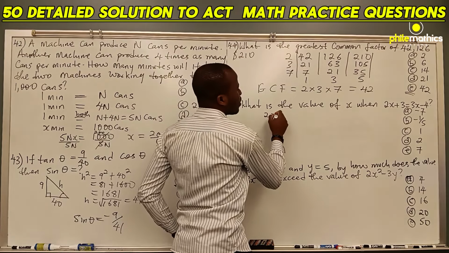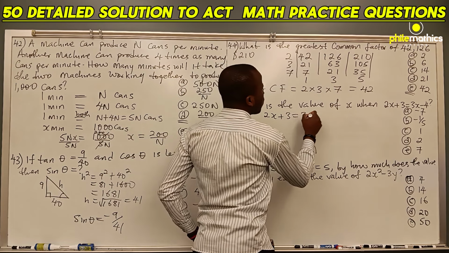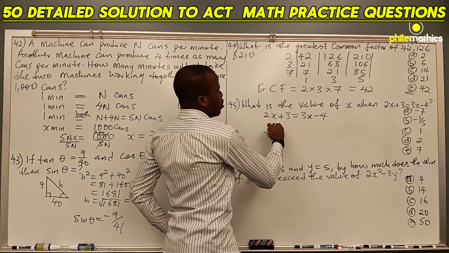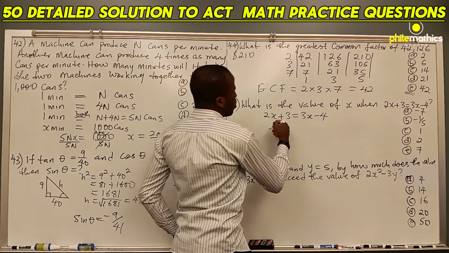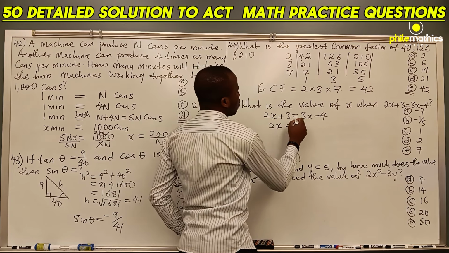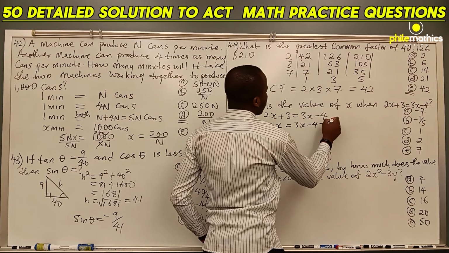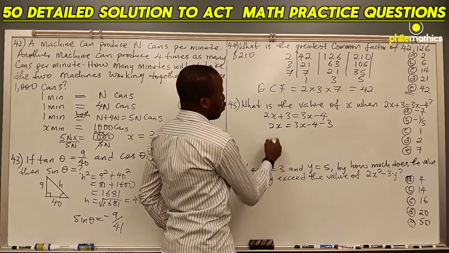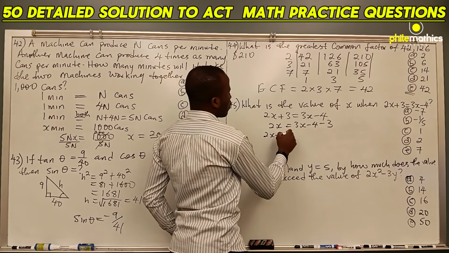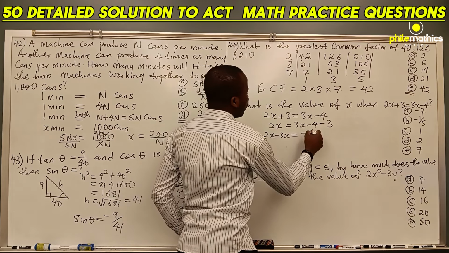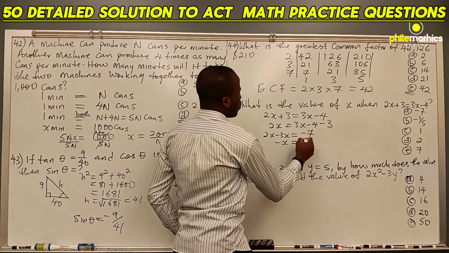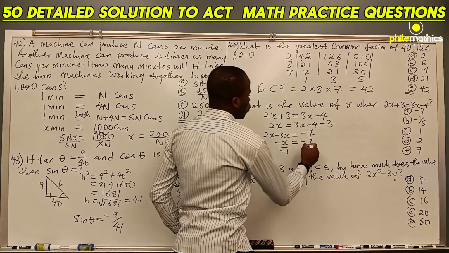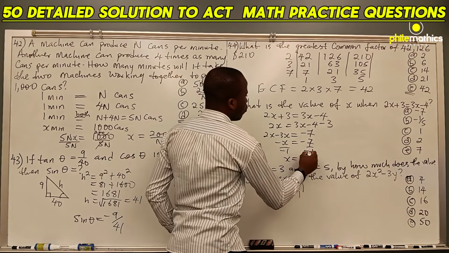What is the value of x when 2x plus 3 equals 3x minus 4? So 2x plus 3 equals 3x minus 4. Subtract 3 from both sides. 2x will be 3x minus 4 minus 3. Subtract 3x from both sides. 2x minus 3x equals minus 7. This is minus x equals minus 7. Divide both sides by minus 1. So that x is 7.